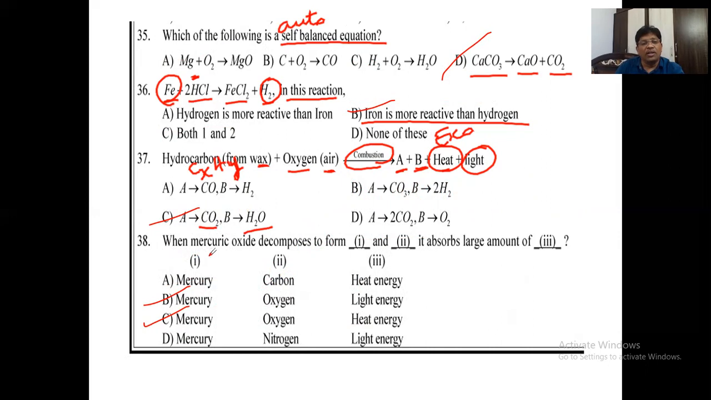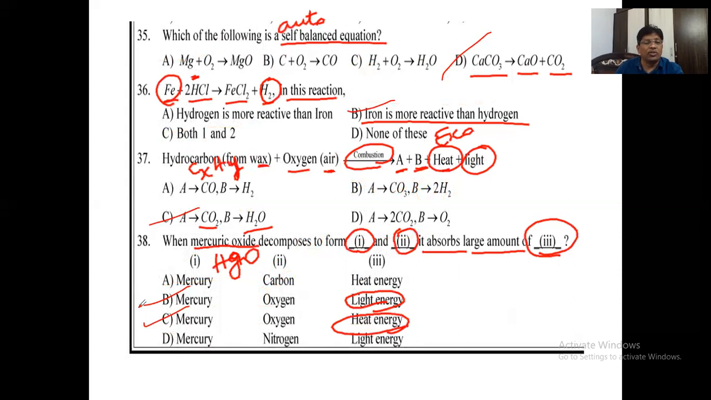Next, when mercuric oxide, HgO, decomposes to form mercury and oxygen, it absorbs what? The mercuric oxide absorbs a large amount of heat energy or light energy. So both the light energy and heat energy will be positive here. So B or C you can take here. So option C is correct here.